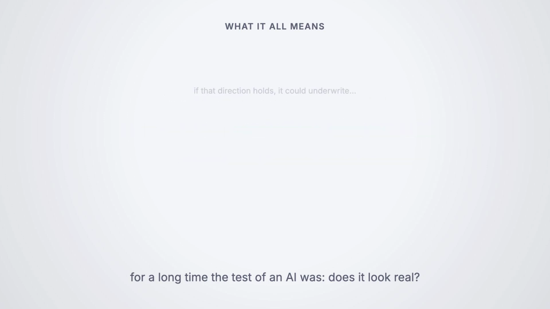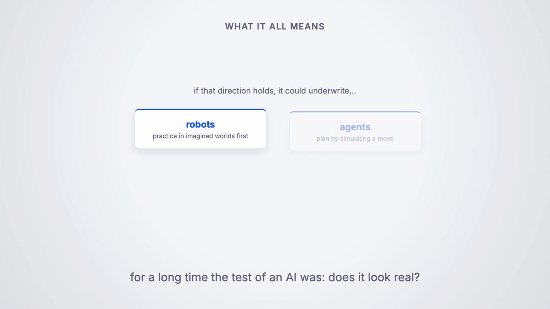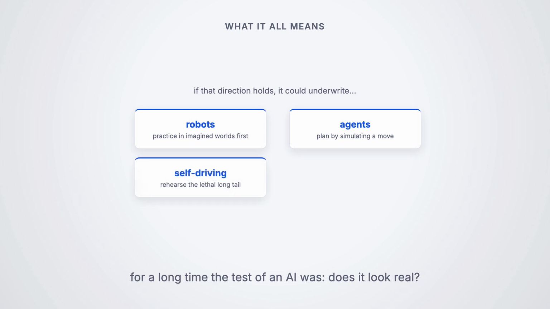If that direction holds, it could underwrite robots that practice in imagined worlds before they touch the real one. Agents that plan by simulating a move before they make it. Self-driving cars that rehearse the lethal moments they could never safely film. And classrooms with explorable simulations of anything you can describe.